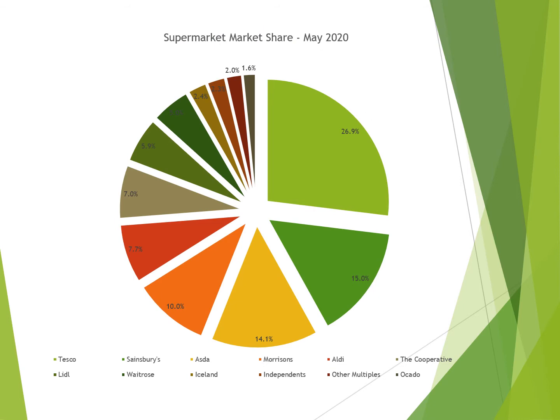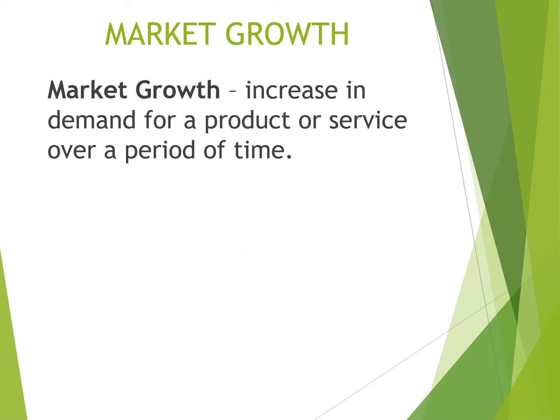I know the colours are not particularly clear for some of the greens here, but we can see that according to this, Tesco has 26.9% of the market just now. What that means is, of all the sales across these different supermarkets on this graph, Tesco have 26.9%. The next one looks like perhaps Sainsbury's, and they've got 15% of all of the market share. So that's what market share is.